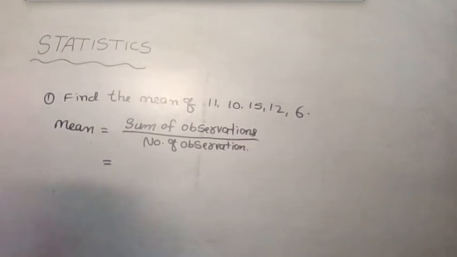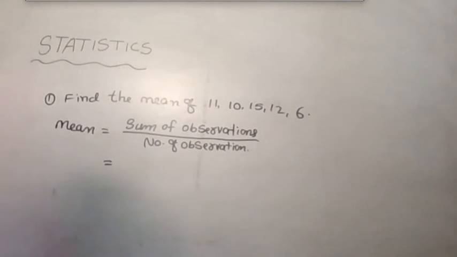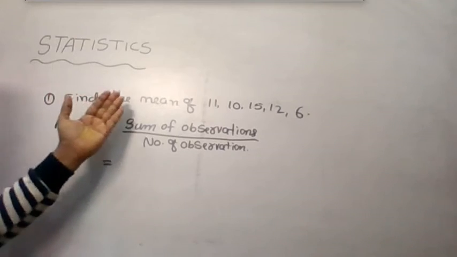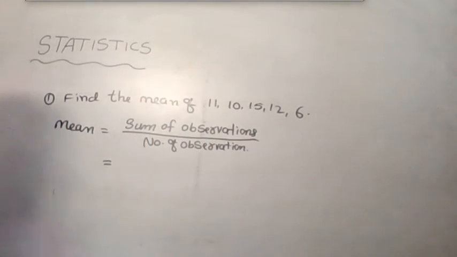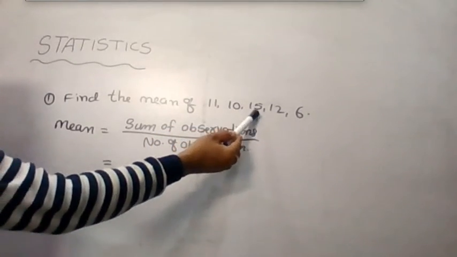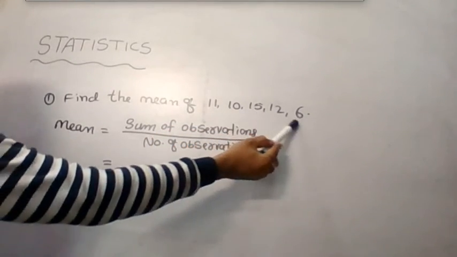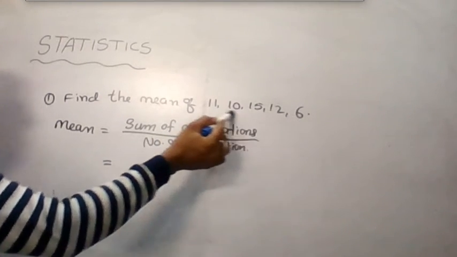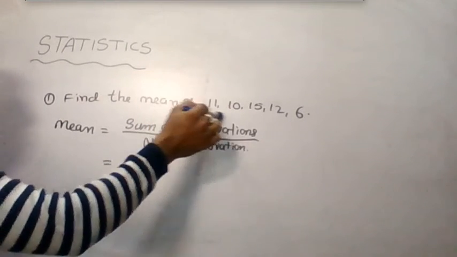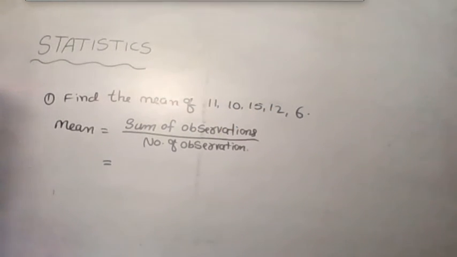Alright children. Now we will do some examples. Find the mean of 11, 10, 15, 12 and 6. Suppose you assume these are the marks that you secured. It is in numerical form. This numerical state is called ungrouped data.